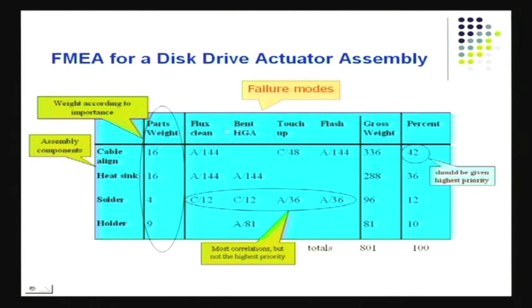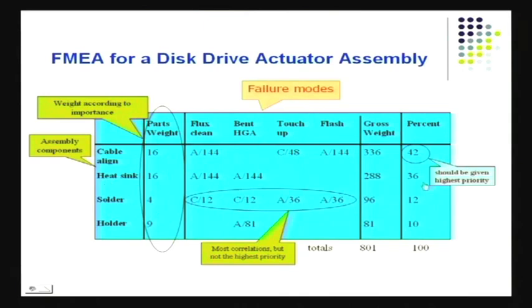In what different ways could it cause problems? The flux may not be clean. There may be some bent component there. Some touch-up may be required in certain places. Flashes may be there because of injection molding and so on. And with that, you end up with a high likelihood of failure taking place as far as cable alignment is concerned.